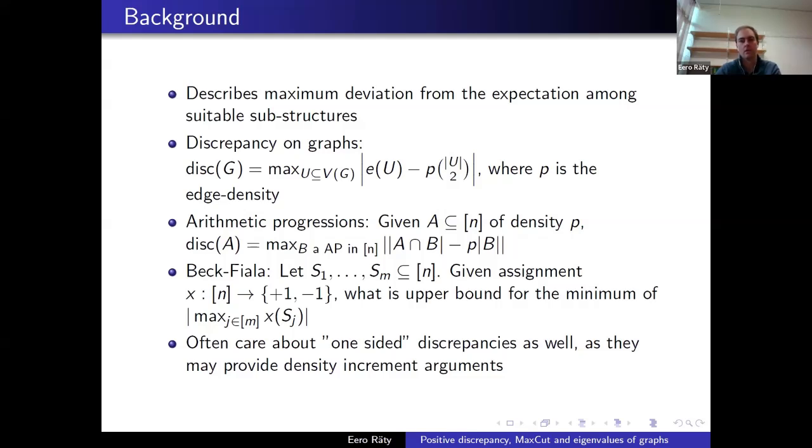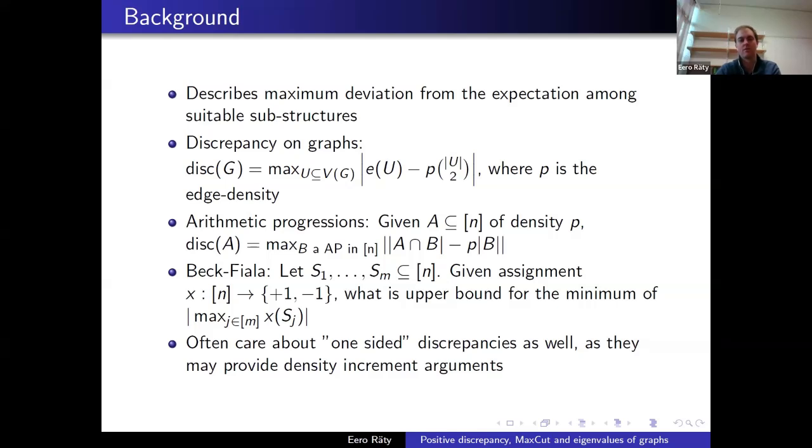So if you consider a subset A of the natural numbers, then picking a similar definition of discrepancy as we use for graphs doesn't really make sense. If you just look at the maximum over all subsets B of the size of A intersection B minus the expectation, then you would obviously pick your B to be A, and that's a dull definition.